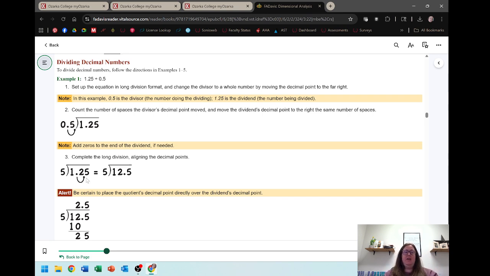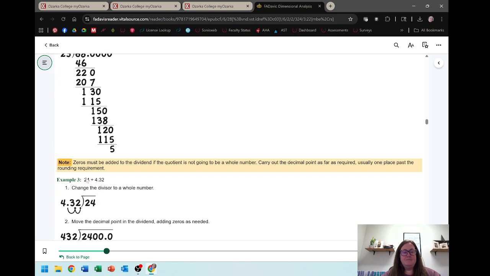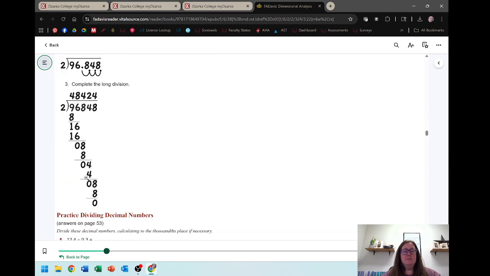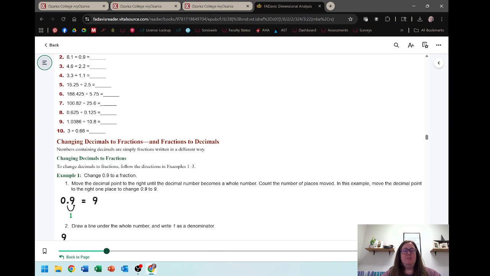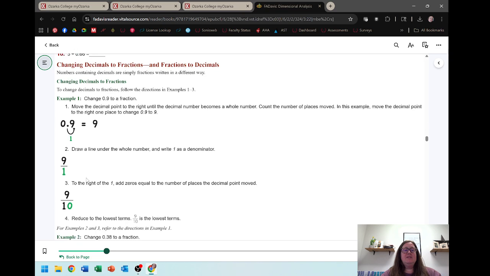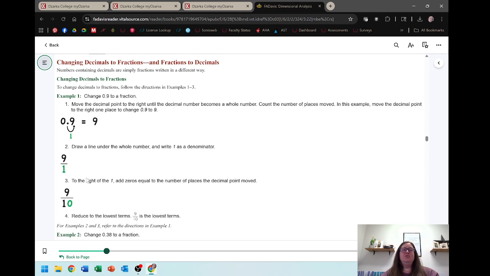So we end up with 5 and 12.5. Okay, so what we do to one, we have to do to the other, and that doesn't necessarily change the value of it in the end. So then it gives you practice dividing decimal numbers. So the next thing to learn is changing decimals to fractions and fractions to decimals.